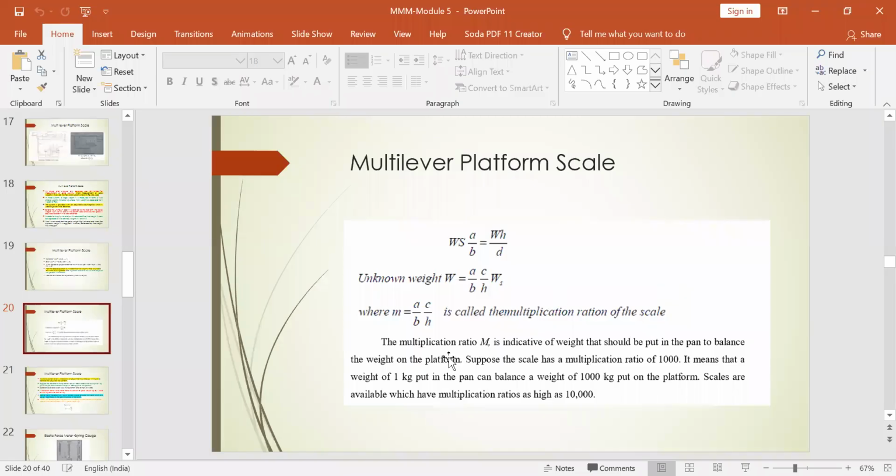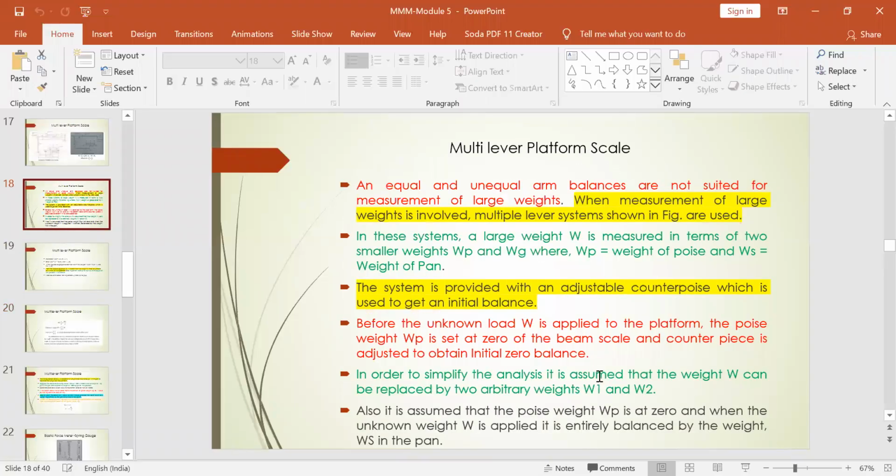So that is what is being explained. Suppose the scale has a multiplication ratio of 1000. It means that a weight of 1 kg put in the pan can balance a weight of 1000 kg put on the platform. So what do you mean? If the multiplication ratio is defined as 1000, it means that a weight of 1 kg that you add in the pan can balance the weight of 1000 kg that you are putting on the platform.